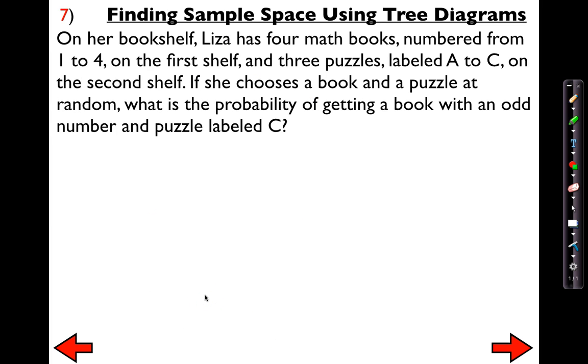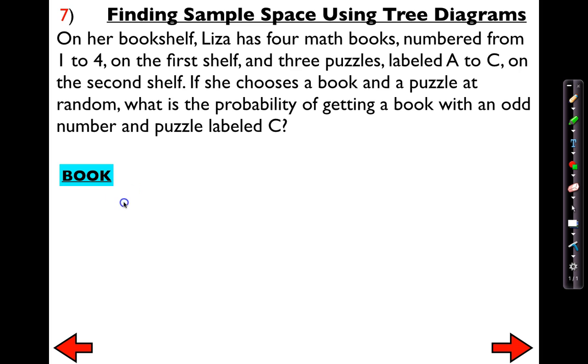Now, let's go ahead and try another example. It says finding a sample space using tree diagrams. On her bookshelf, Lisa has 4 math books numbered from 1 to 4. On the first shelf, she has 3 puzzles labeled A to C. On the second shelf, if she chooses a book and a puzzle at random, what is the probability of getting a book with an odd number and a puzzle labeled C?